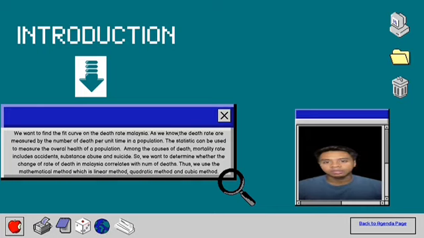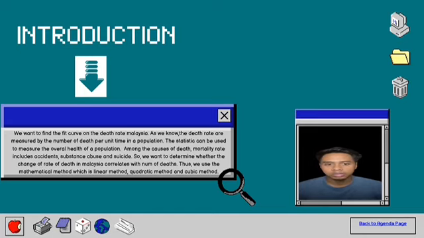In this video, my group members and I will present to you our group project assignment for the subject Linear Algebra 2, which is MAT523. For this project, we want to find the fit curve on the death rate in Malaysia. As we know, the death rate is measured by the number of deaths per unit time in a population. The statistic can be used to measure the overall health of a population.